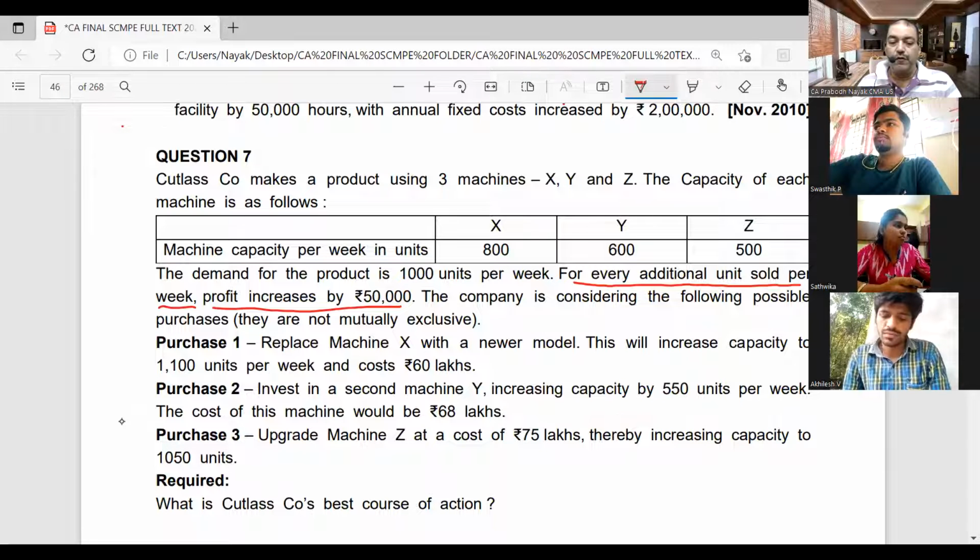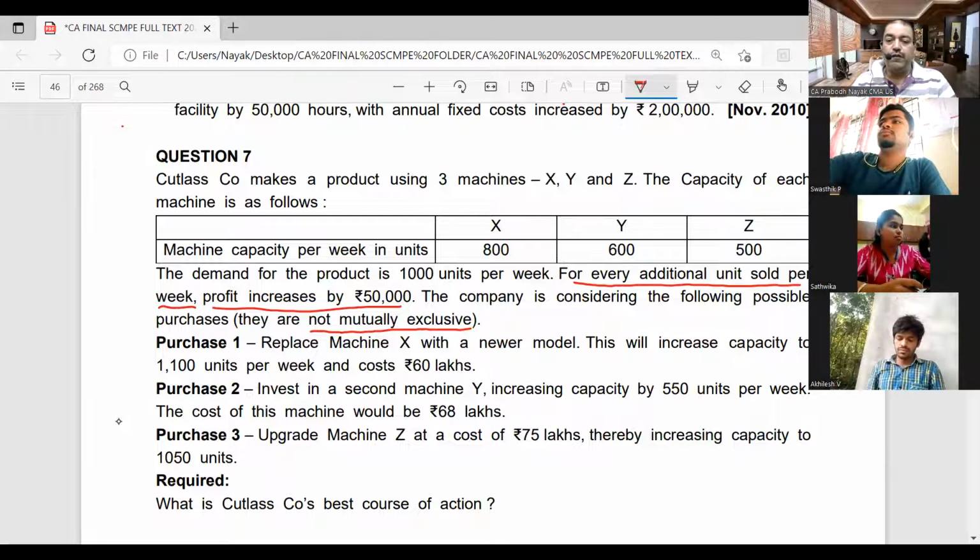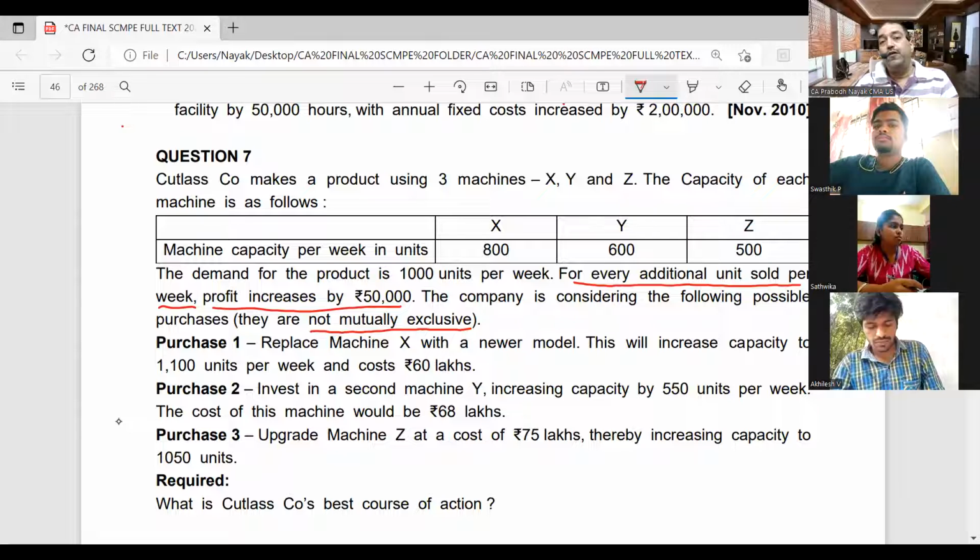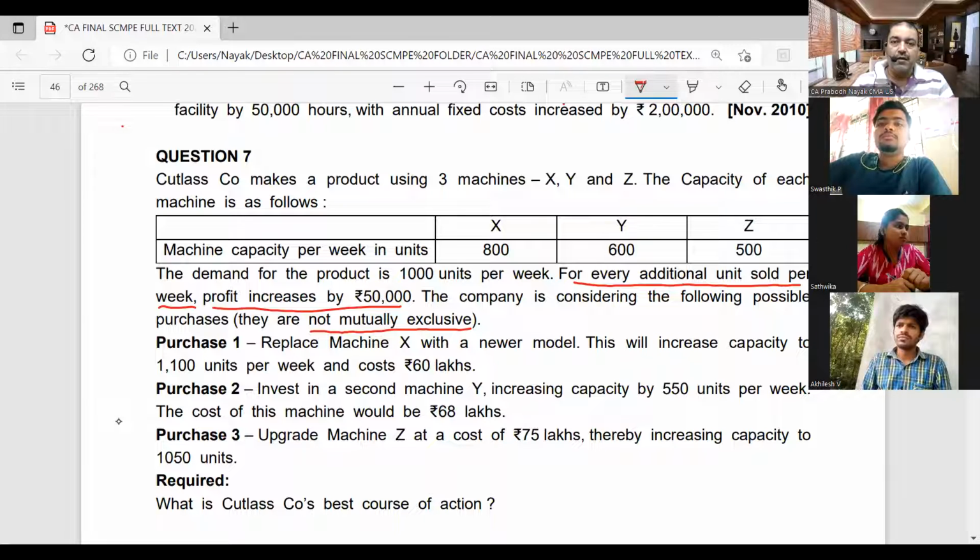The company is considering the following possible purchases, they are not mutually exclusive. What is the difference between question number 6 and 7? Question number 6 says you have to consider each proposal independently. That means there cannot be combinations of first and second proposal or first and third proposal like that. There is no possibility. But here they are saying they are not mutually exclusive. That means you can have individual proposals evaluated plus combination of proposals evaluated.